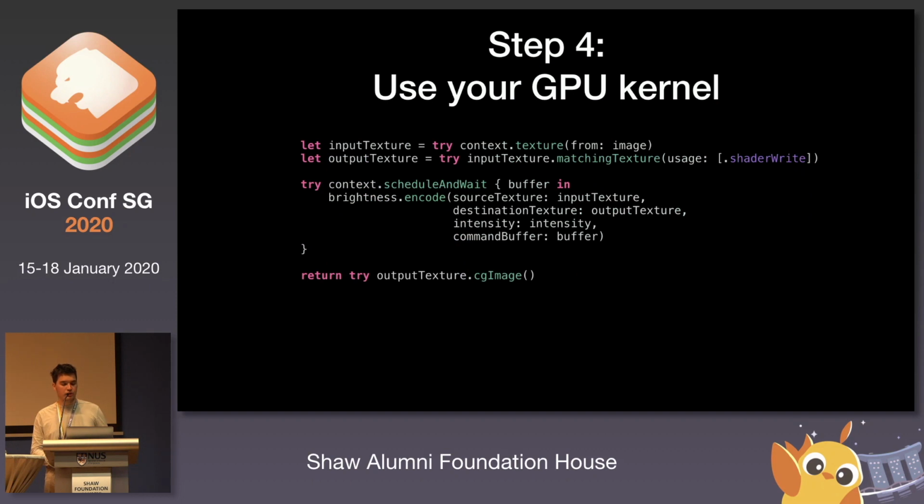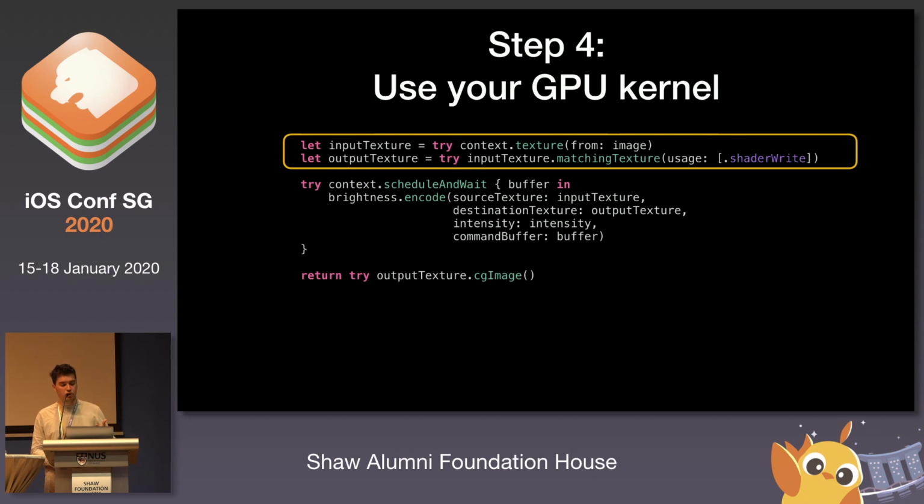And the launching is a very simple process. So first of all, you prepare your textures. What you do is convert the CG image to a texture using the context built-in method. And then you create the matching texture for the destination one. So it will use the same height, the same width, the same pixel format. But we say that the usage will be shader write, so we get more optimization from the Metal side.